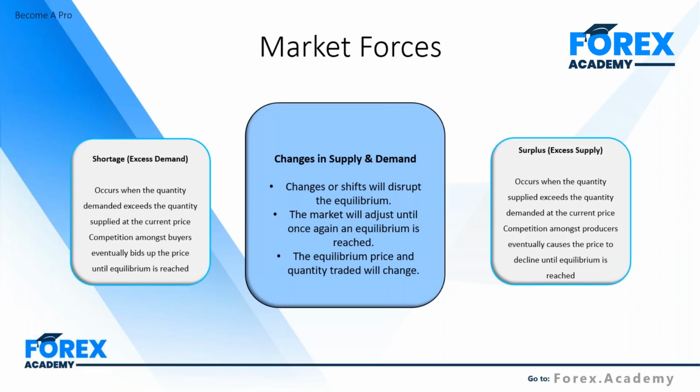Then when we have a surplus, we see excess supply in the markets. It occurs when the quantity supplied exceeds the quantity demanded at the current price. Competition amongst producers eventually causes the price to decline until equilibrium is reached. So there's too much supply basically, and what happens when there's too much supply? We're going to see drastic price declines.